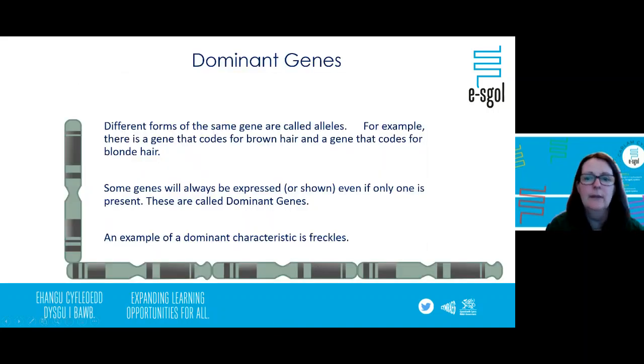Okay, so we should be familiar now with some of these terms and how they are used. And I think one of the best ways to look at them is to use them in some exam questions shortly. So we've got different forms of the same gene are called alleles, and that could be hair colour in different ways. And those that are always shown, always expressed, are called dominant genes. And we've got an example there that is freckles. Freckles are dominant.